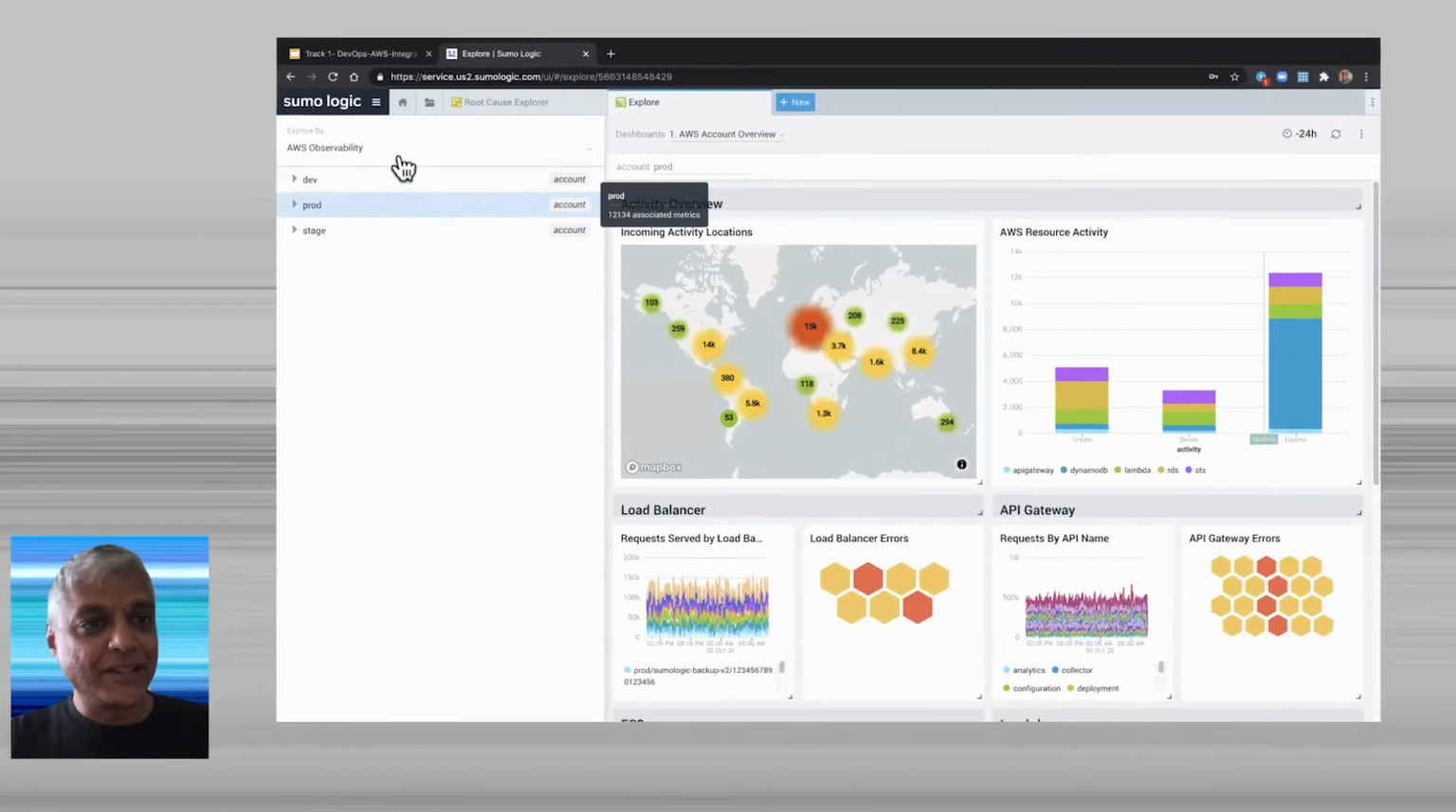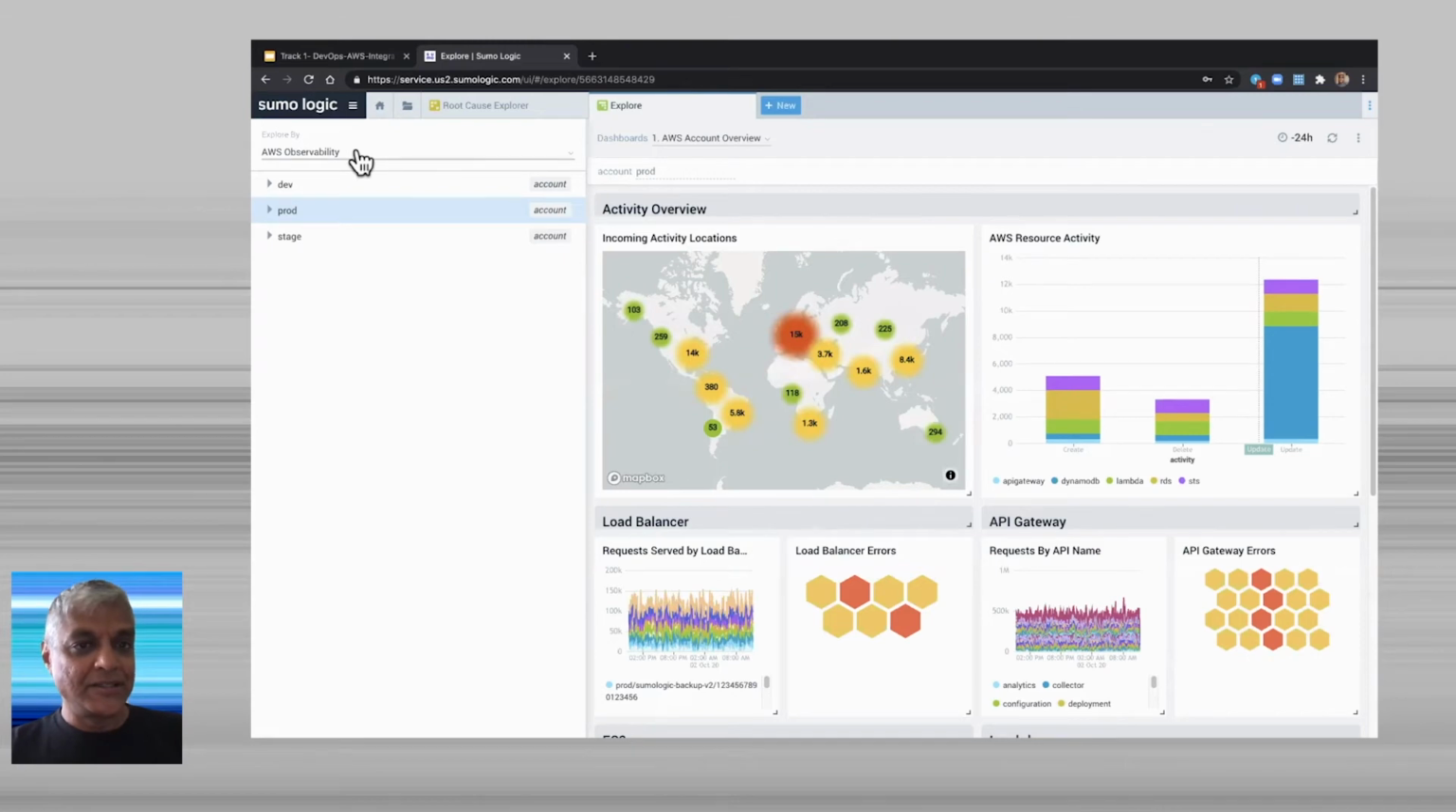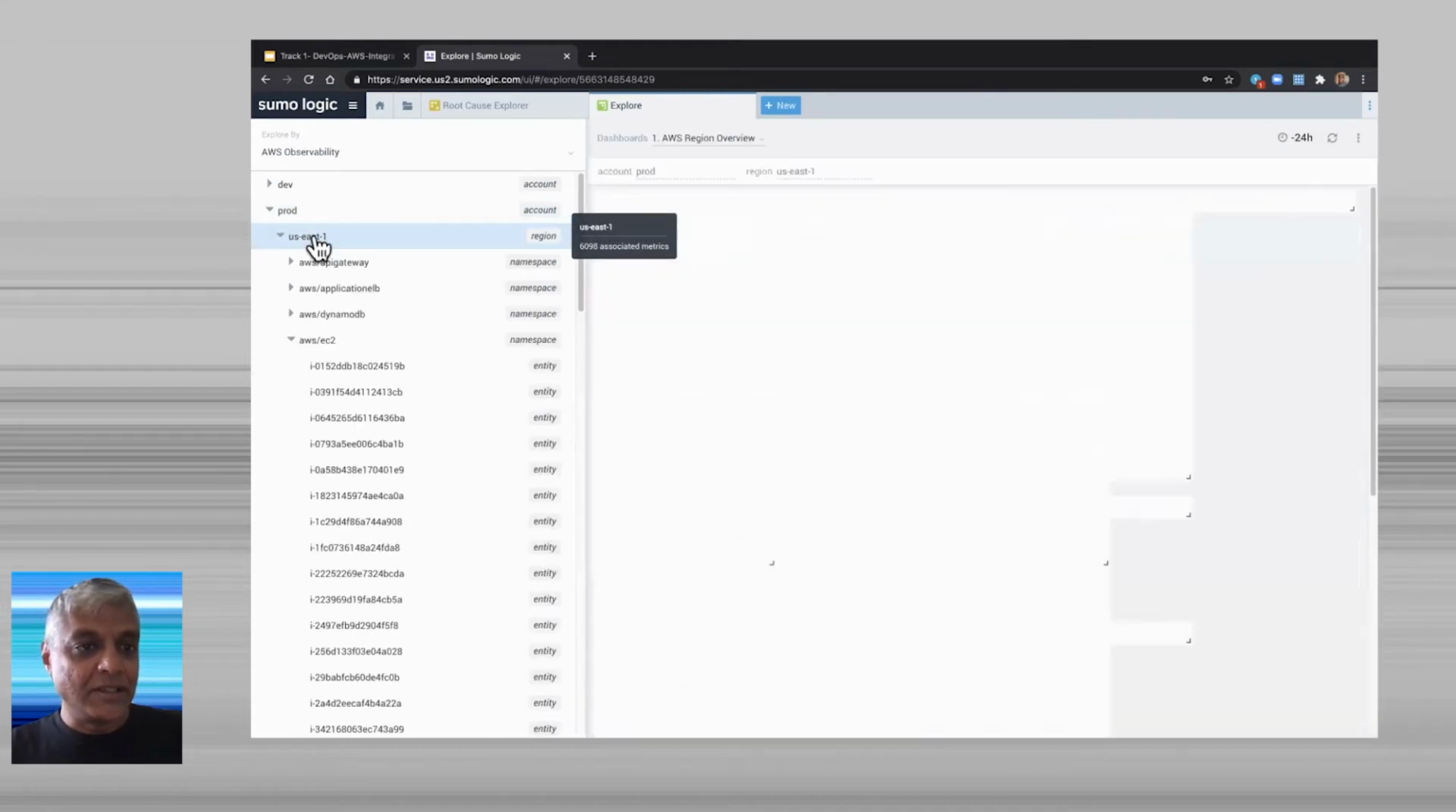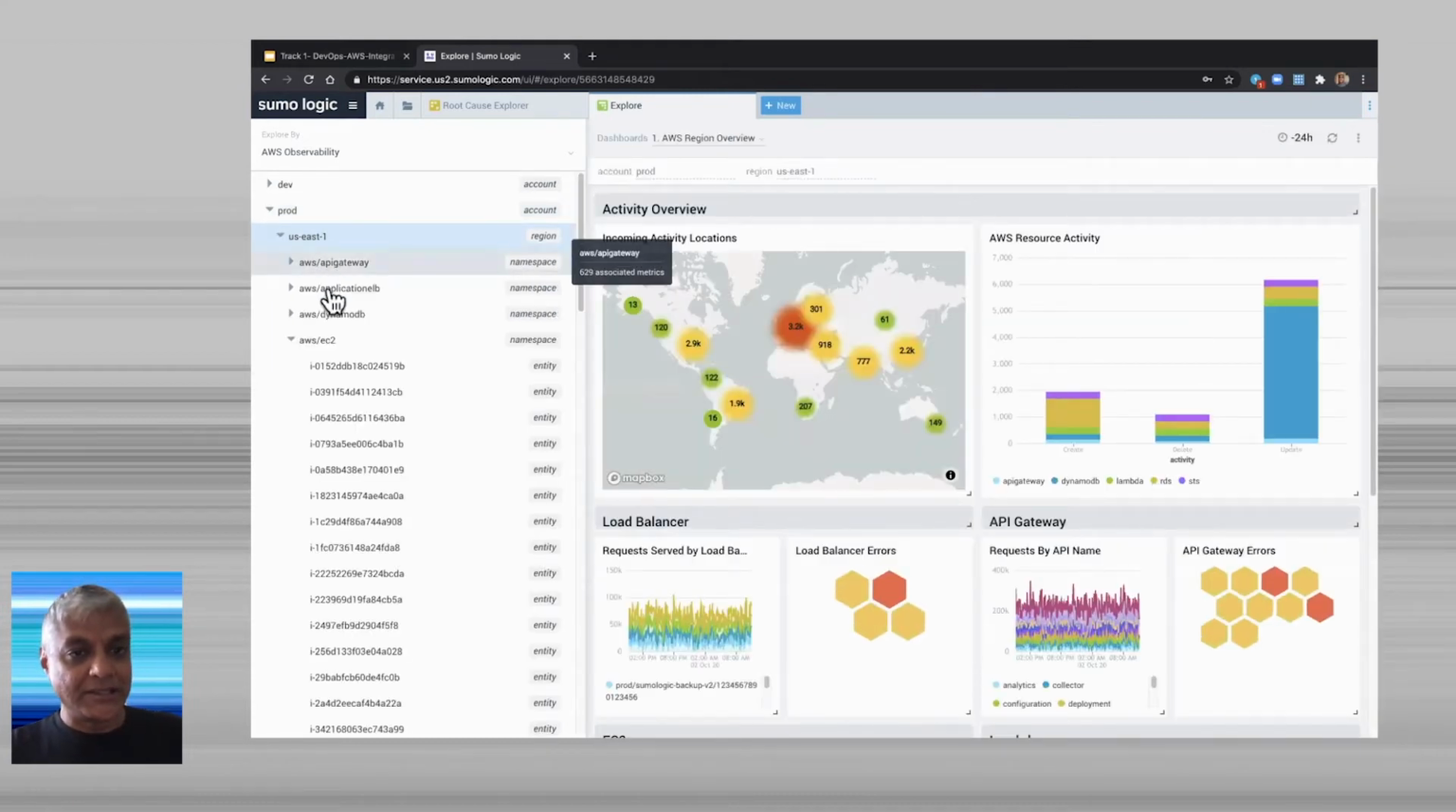So in our demo, the first thing you'll notice is that AWS Observability is powered by the Explorer hierarchy. Automatically, the system has figured out all the accounts that are connected to AWS Observability, in particular the dev, prod, and stage accounts, and then pulled in data from the region, the namespace, and then individual entities. At each level, I can look at dashboards that are available, which are summarized information at the account, region, namespace, and entity levels.